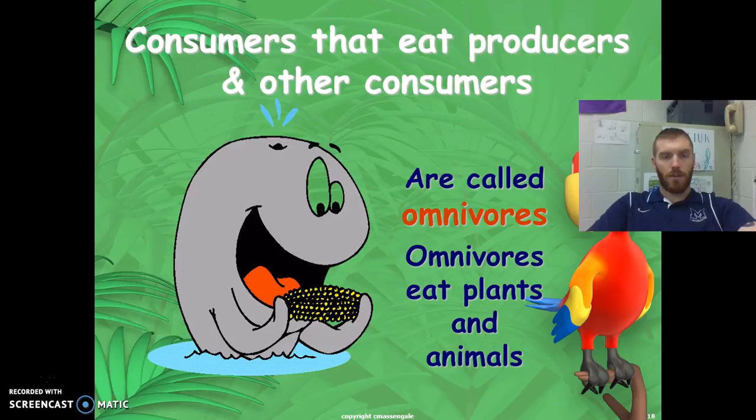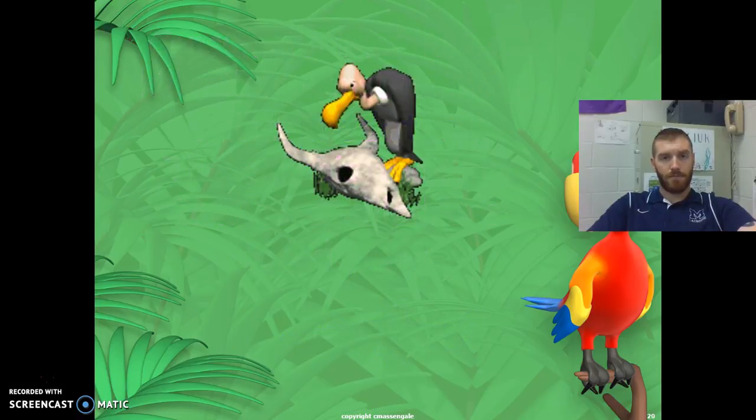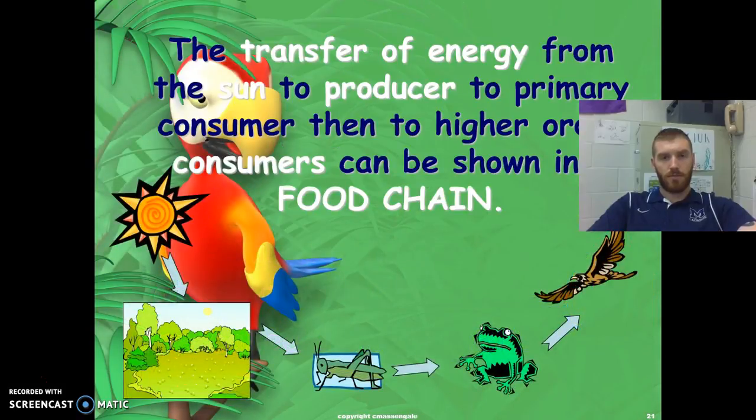One of the words that you've had on your vocabulary list this time is omnivores, which means it is an organism that eats both plants and animals, so you could be considered an omnivore. Most consumers that hunt and kill other organisms are predators, and those that are killed and hunted are called prey. Consumers that eat other dead consumers are called scavengers.